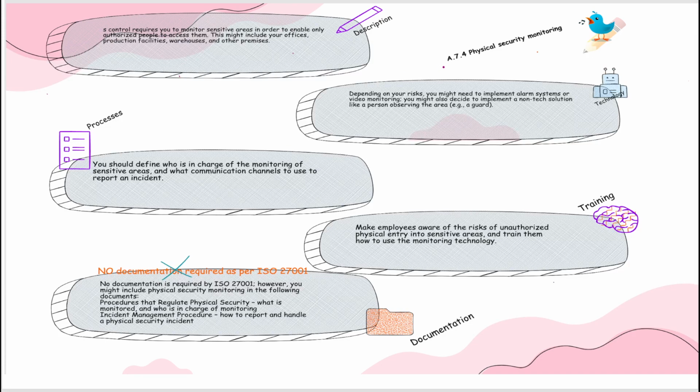Let's get started. So the first control which we are going to talk about today is A7.4 physical security monitoring. And this control is newly added. Let's first discuss what the description is. This control requires you to monitor sensitive areas in order to enable only authorized people to access them. Monitor sensitive areas first, this is the important part, and then only authorized people. This is the important part.